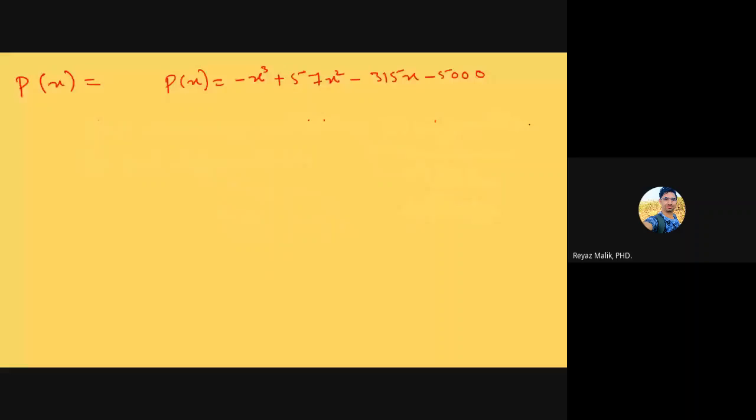The first step is we need to find the first derivative. How would we do that? We have the cost function, so we will differentiate it.